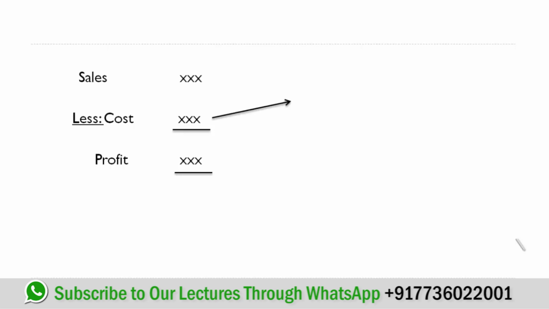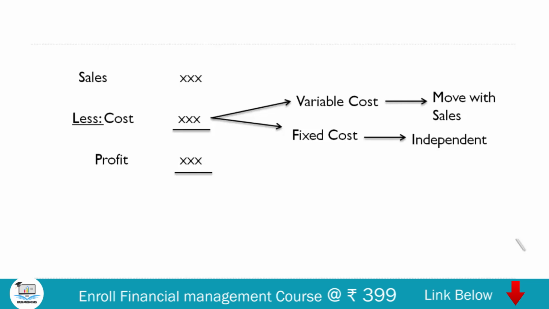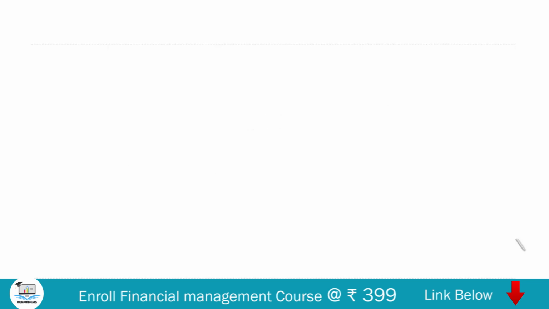For that, please take a look at this. From sales, if you remove cost, what you will get is known as profit. Now this cost can be divided into two. One is the variable cost, which will move along with sales, and the other one is fixed cost. So variable cost will move along with sales and fixed cost will remain independent of sales. So I have given you the breakup of cost into two. So we'll arrive at the profit by dividing the cost into two now.